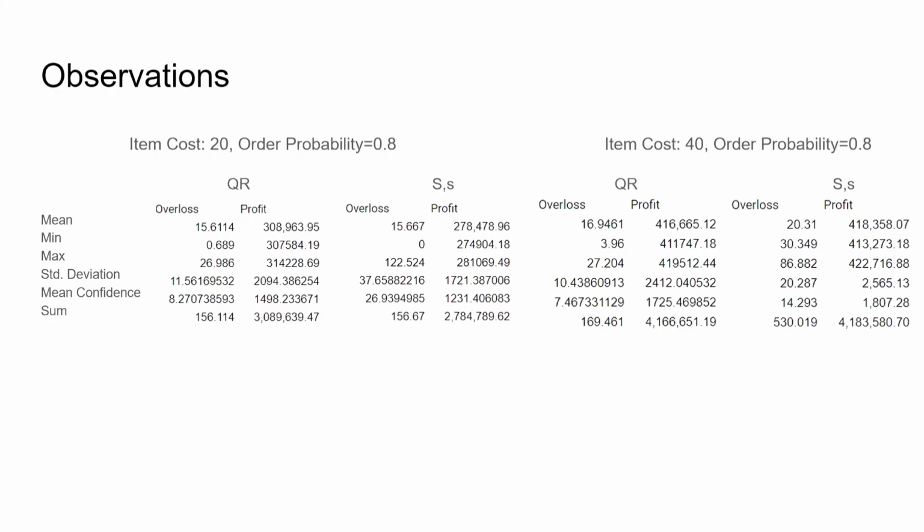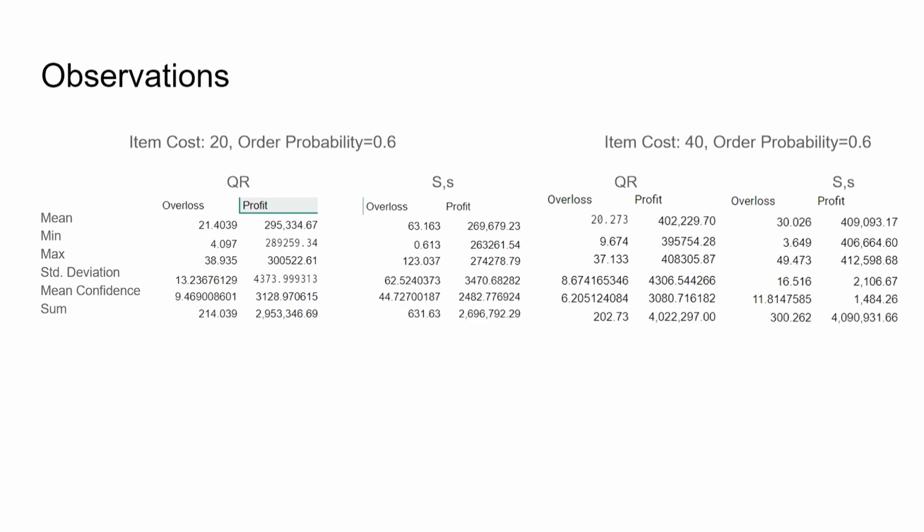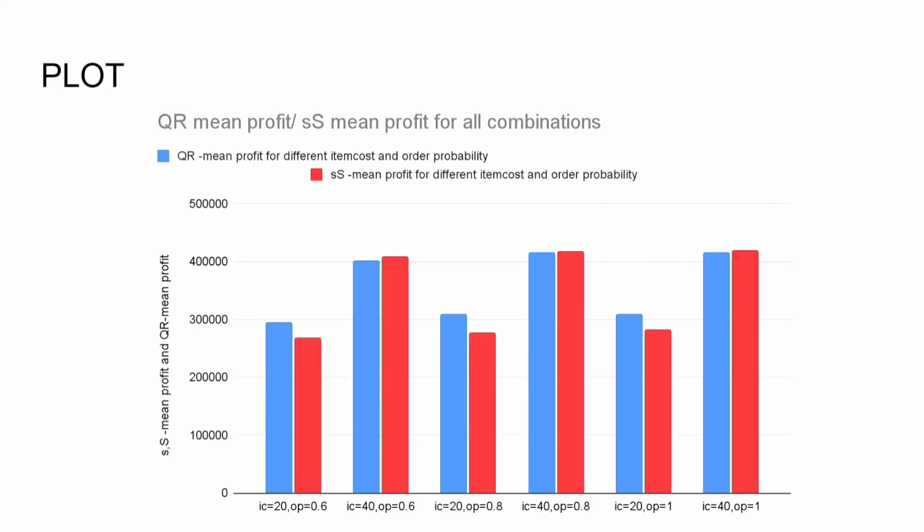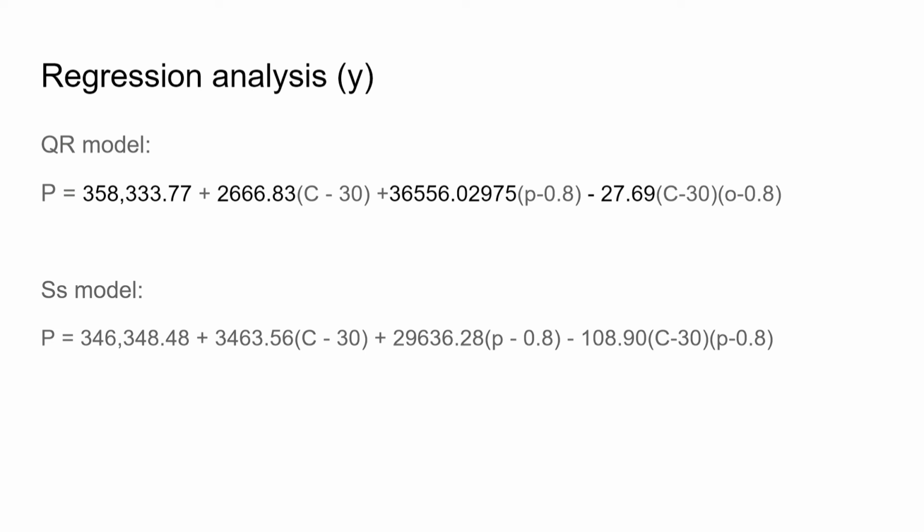Here we recorded all our possible combinations of parameter values, and this is the summary. This is the graph where we are comparing the mean profit for both policies, and it has been analyzed already in the t-test. And this is the regression equation, which is based on the factorial design experiment that we did earlier.